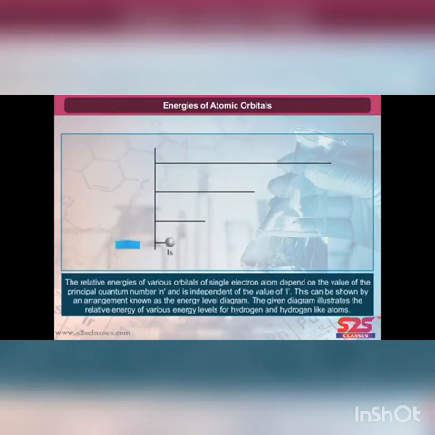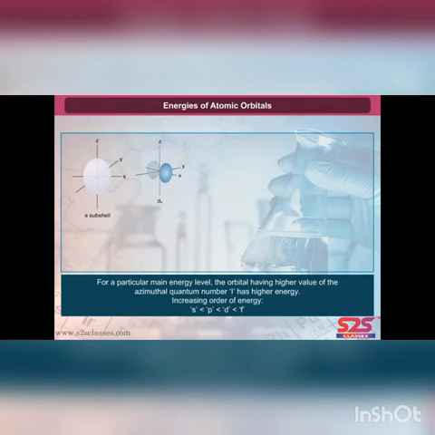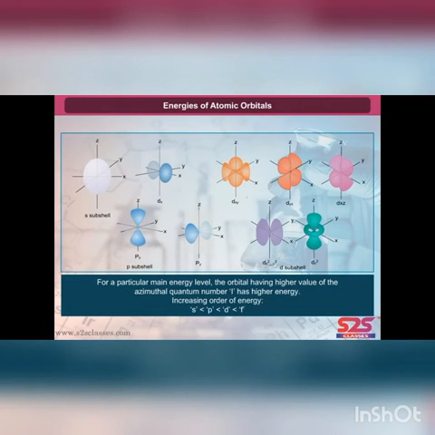Energies of atomic orbitals. The relative energies of various orbitals of a single electron atom depend on the value of the principal quantum number n and are independent of the value of l. This can be shown by an arrangement known as the energy level diagram. The given diagram illustrates the relative energy of various energy levels for hydrogen and hydrogen-like atoms. For a particular main energy level, the orbital having higher value of the azimuthal quantum number l has higher energy.